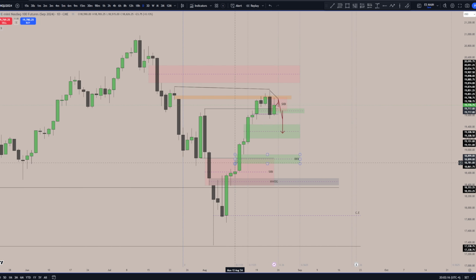Because we've already had a really nice inversion. This was a daily order block. We completely disrespected it. We don't need to come down here anymore. Okay, almost treating this as a breakaway gap. Right? So that's what I'm looking for. That's what I want to see.